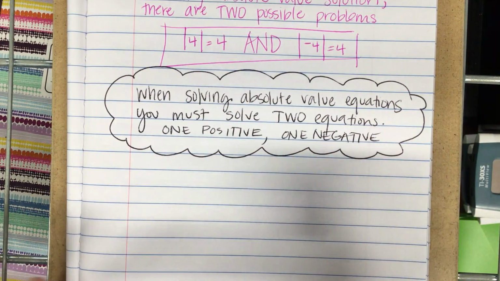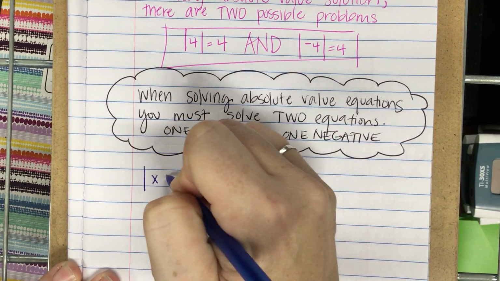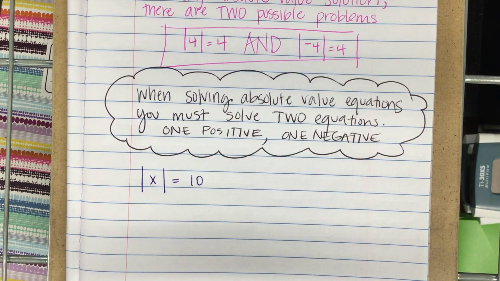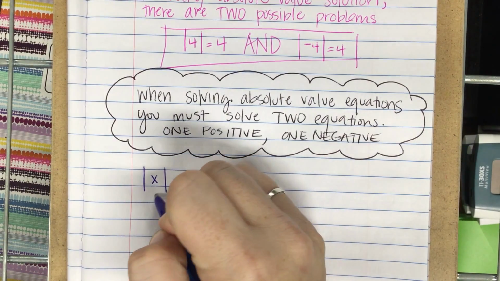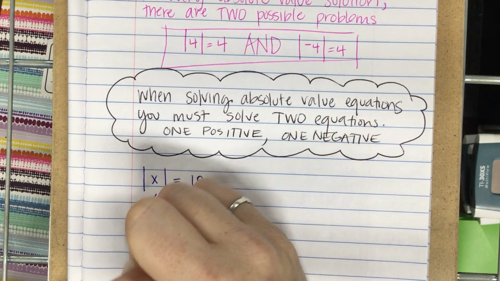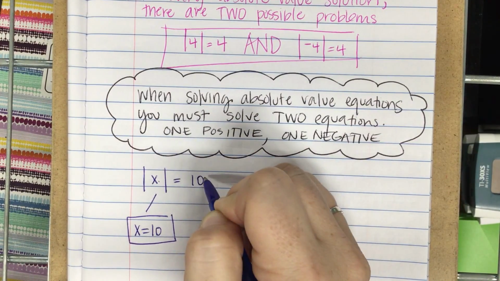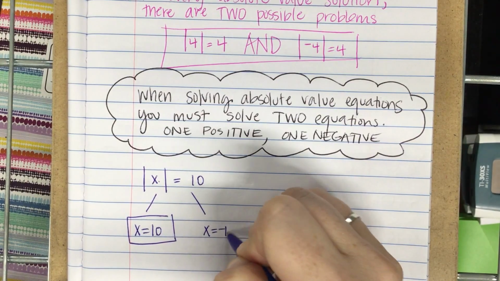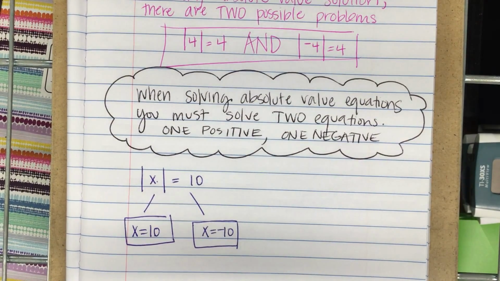So let's start off really easy. The absolute value of x equals 10. This is my first algebraic absolute value problem that has a variable in it. And I have to do 2 of them. I have to do x is equal to 10, because the absolute value of 10 is 10. And I have to do the negative version, because the absolute value of negative 10 is 10.